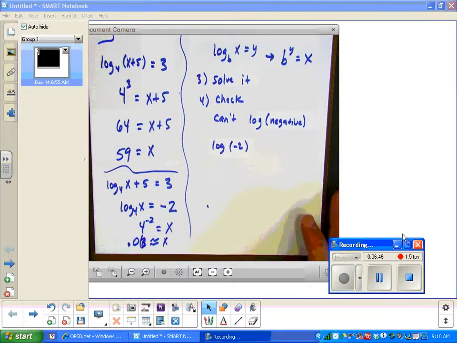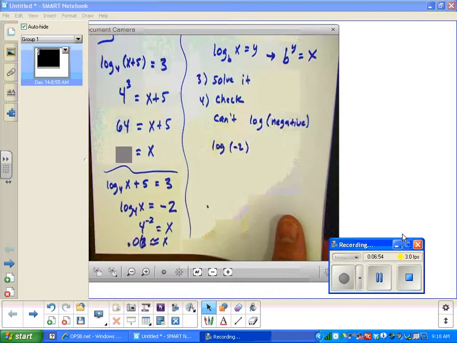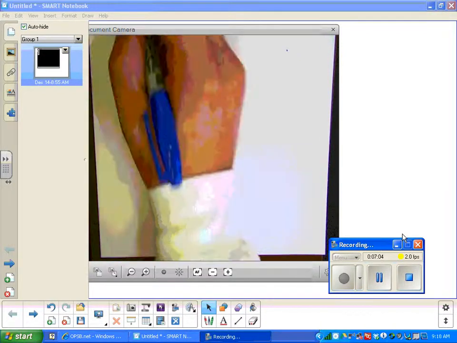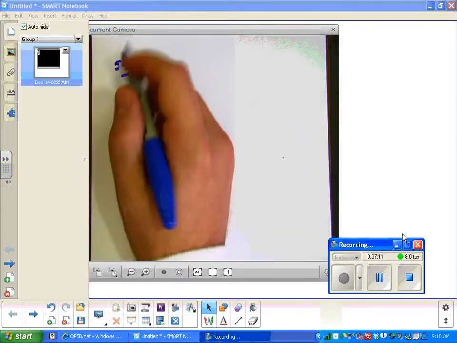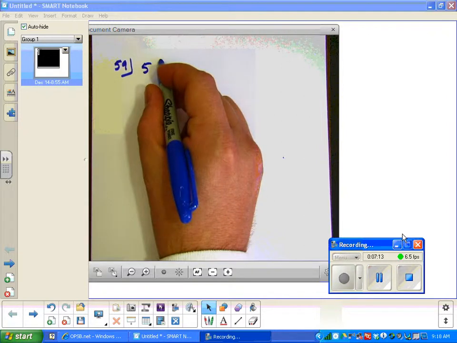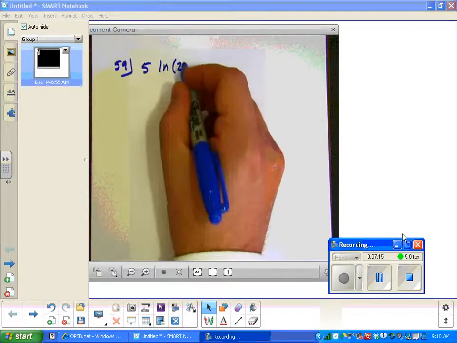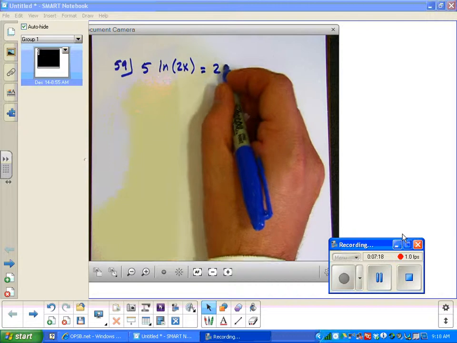All right. Now, let's talk about some differences here. Let me just do one more of these with a single log, okay? Yeah, we're doing good. All right, let's look at number 59. All right, this one has 5 times the natural log of 2x equals 20.